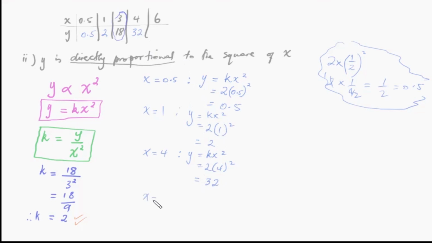So when x equals 6, our y will be equal to kx squared. And then this kx squared will be 2 times 6 squared. That is 2 times 36. 2 times 36 is 72. All right? So that means here y will be 72.